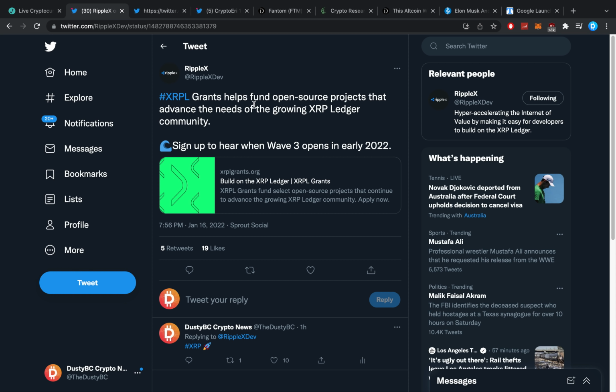So Ripple X shared this over on their Twitter. XRP grants help fund open source projects that advance the needs of the ever-growing XRP Ledger community. Long story short, if you want to get funded by Ripple, there's possibilities for that, and a lot of people don't know. So there's actually a website called xrplgrants.org, where basically you can get funded by Ripple for projects that you're going to launch in the XRP Ledger.